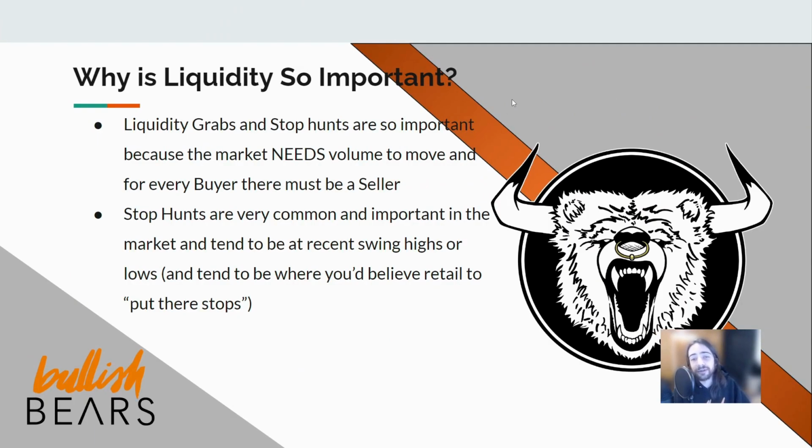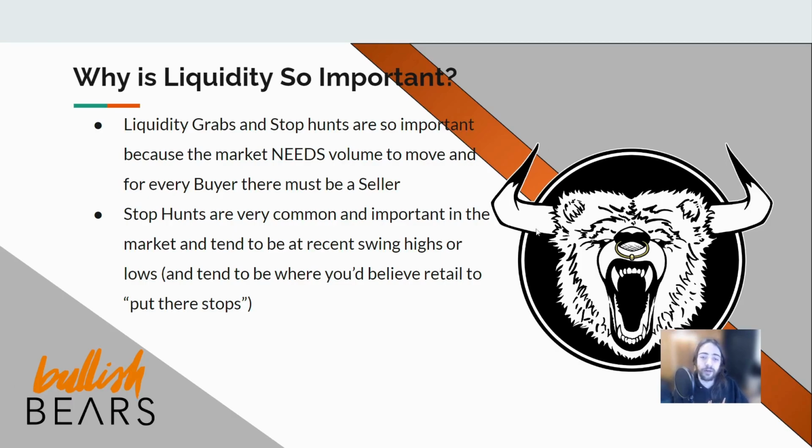Liquidity grabs and stop hunts are so important because the market needs volume to move, and for every buyer, there must be a seller. So when everybody starts hitting that stop out button, there's institutions sitting there filling all those orders. They knew exactly what they were doing. They were pushing the market to those stop hunts so that it could finally fill all of the rest of their orders so we could continue back lower. Stop hunts are very common and important in the market and tend to be at recent swing highs or lows. And they also tend to be where you'd believe retail would put their stops, right? Somewhere basic, somewhere a little almost obvious, right?